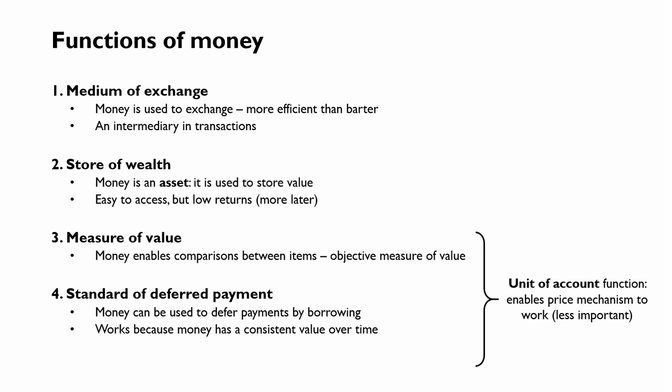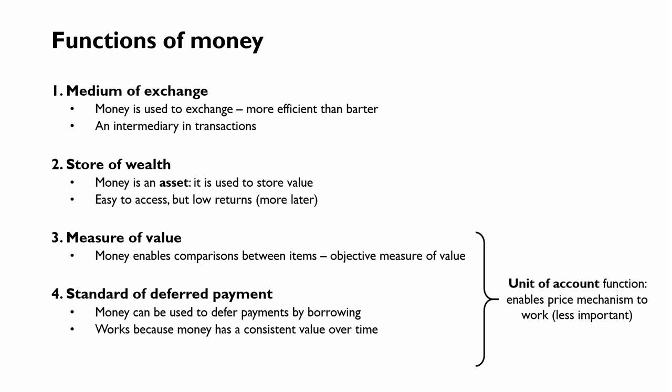These 2 last functions, the measure of value and standard of deferred payment, together are known as the unit of account function. And essentially, they enable the price mechanism to work. Go back to microeconomics, topics 2 and 3, if you want to see more of that price mechanism.